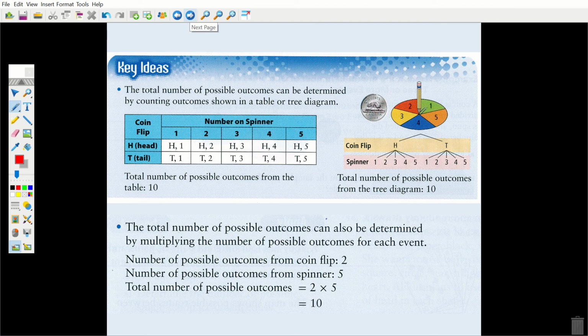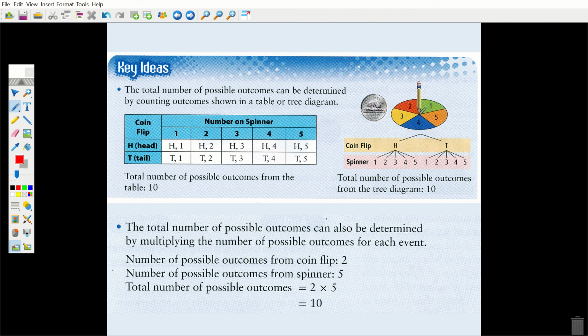Now, here are your key ideas. You can organize your total number of possible outcomes, for example, flipping a coin and spinning a spinner. You can do that in a table diagram. The beauty of the table is you have a sample space created where you can count your 2, 4, 6, 8, 10 different outcomes. However, if you do a tree diagram, which is a little quicker to make than a table, you would have to make a sample space to count the outcomes after.